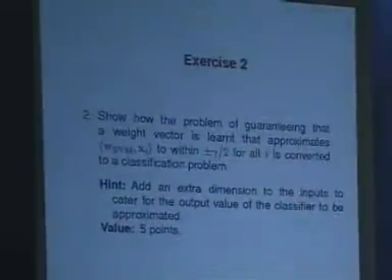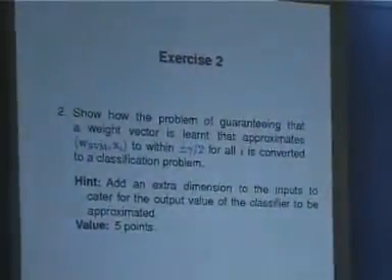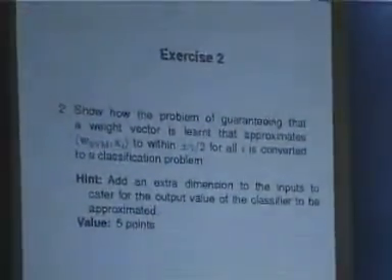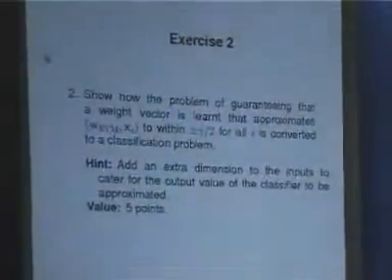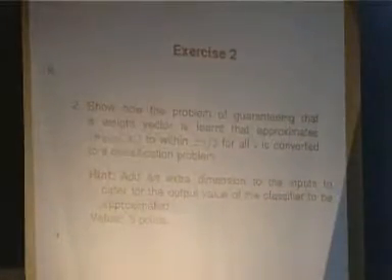So if you remember, the problem for the second one was the following. We had to convert the problem of approximating this WSVM's outputs to within gamma on 2 into a classification problem. Okay, and the hint was: add an extra dimension. So here the trick is as follows.